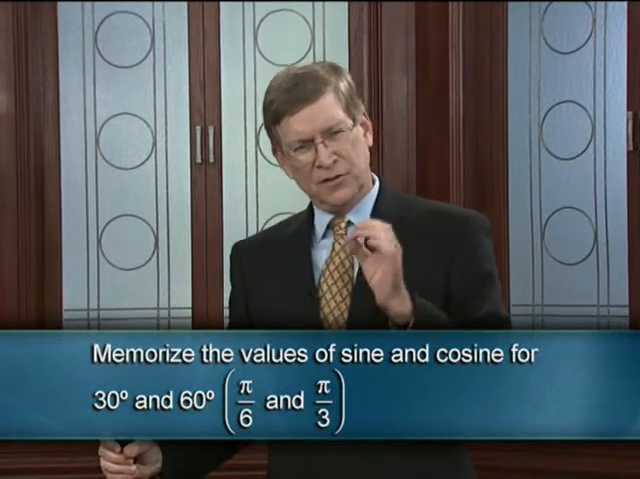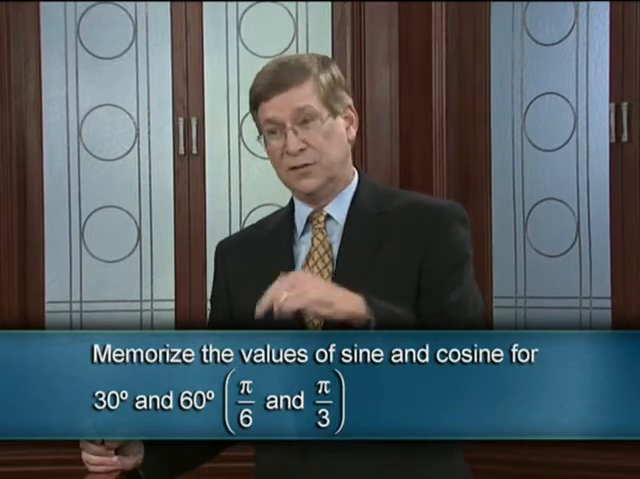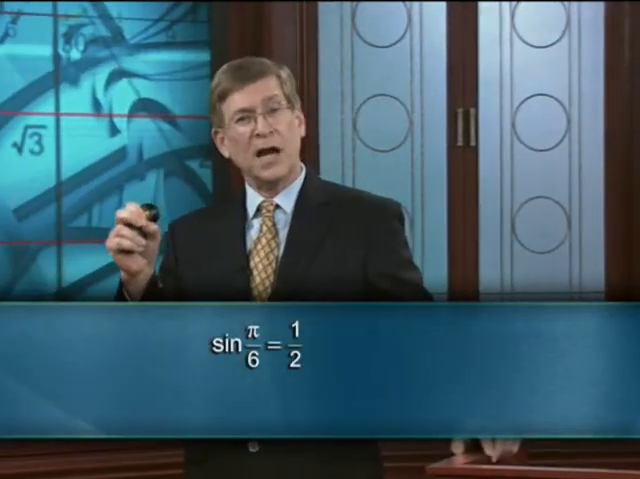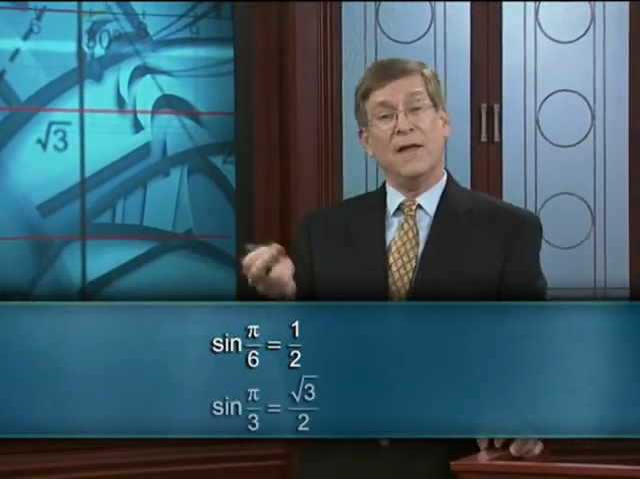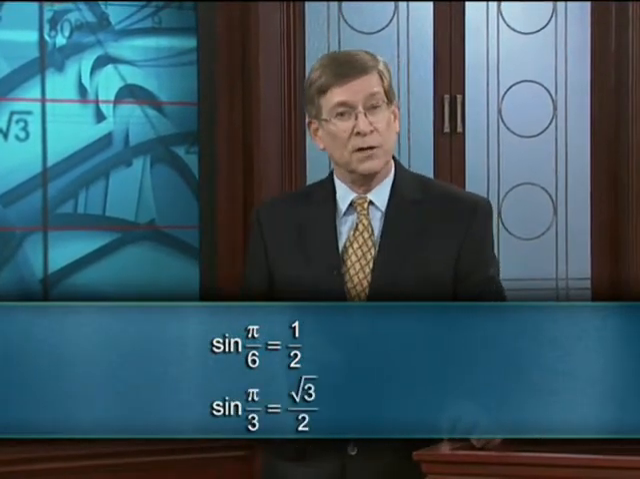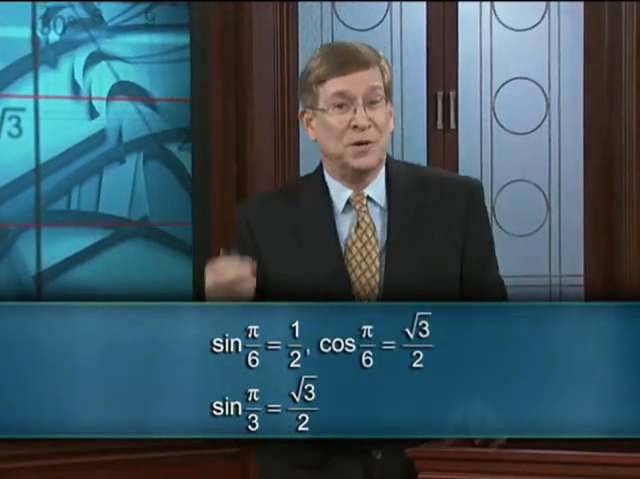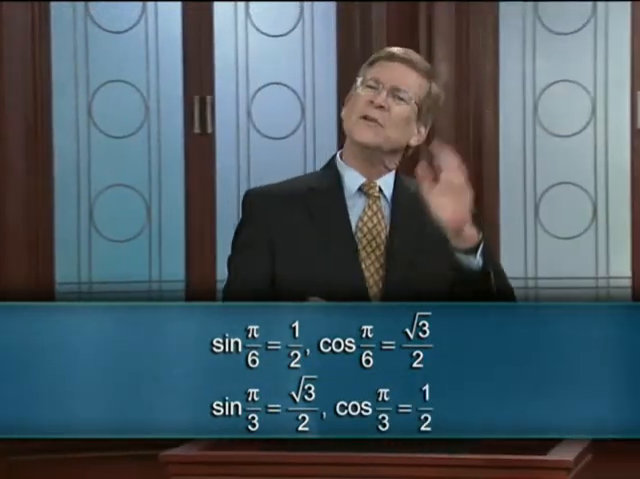Study tip here, something that I encourage my students to do. Please memorize the values of the sine and cosine function for 30 and 60 degrees. In other words, pi over 6 and pi over 3. They're really important. Let me reiterate those formulas using radian measure. The sine of pi over 6, which is 30 degrees, is a half. And the sine of pi over 3 is square root of 3 over 2. And conversely, the cosine of pi over 6 is the square root of 3 over 2, and the cosine of pi over 3 is a half. Those values come up all the time.